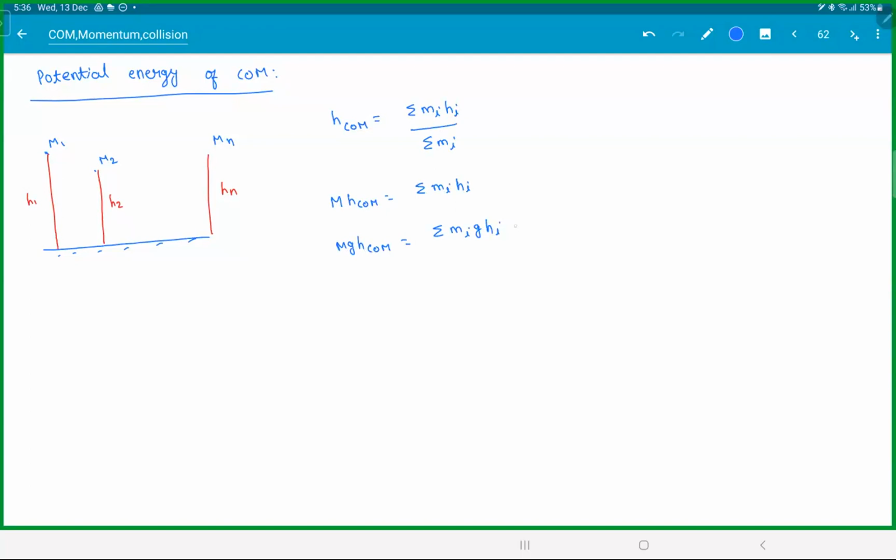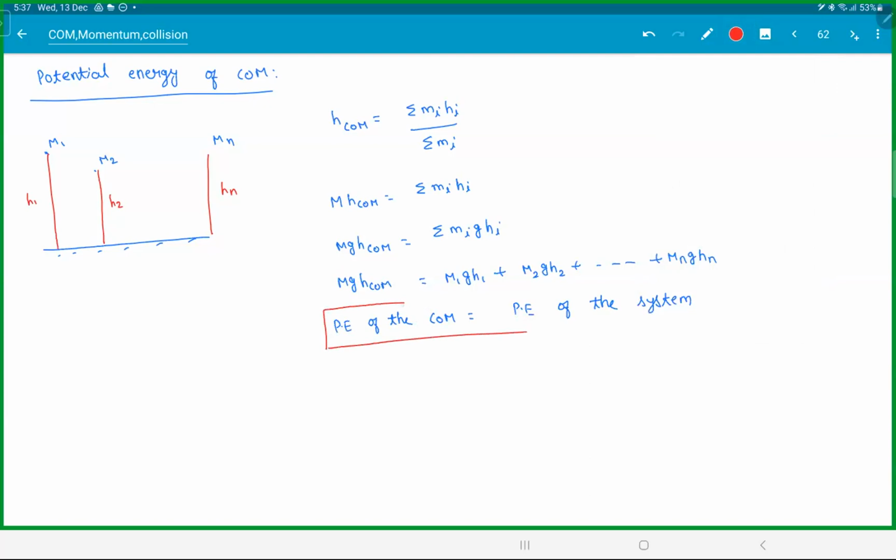So this thing gives you what? Basically this is M1gH1, the potential energy of the first particle, M2gH2, potential energy of the second particle, and so on. So potential energy of the center of mass is equal to potential energy of the system. Quite a useful thing. So if someone asks you to find the potential energy of an extended body, you need not find it for each particle, you can just find the center of mass and finish it off.